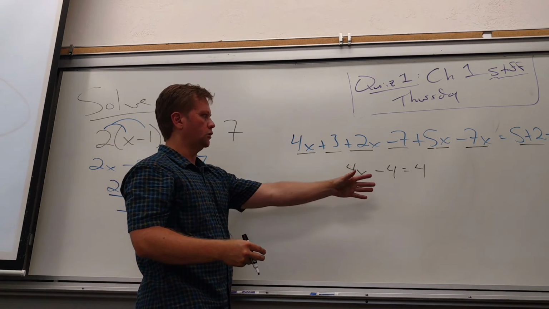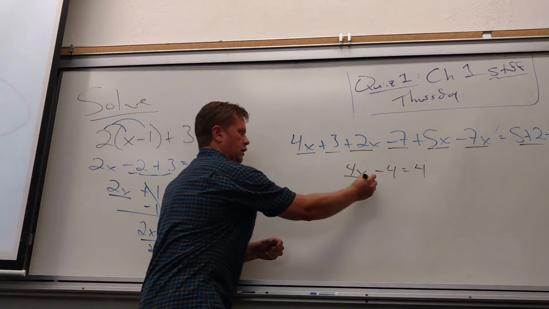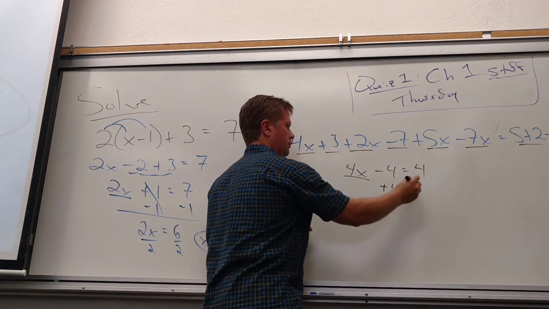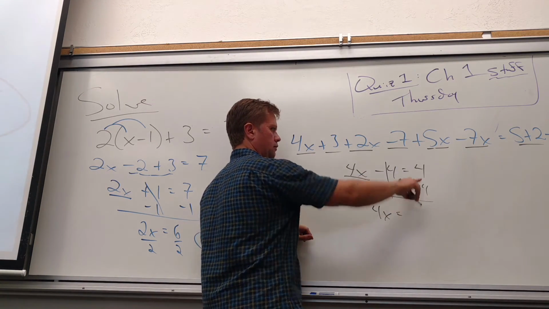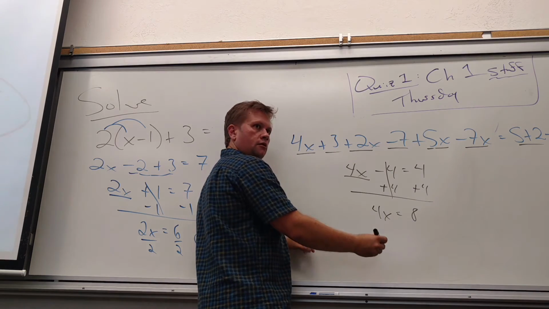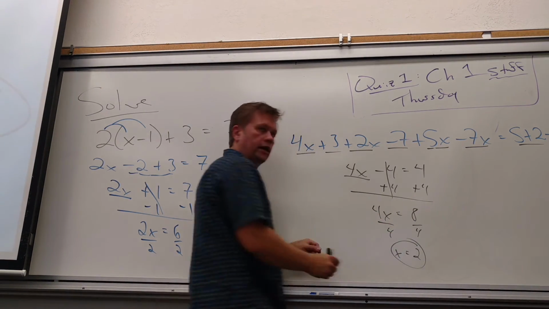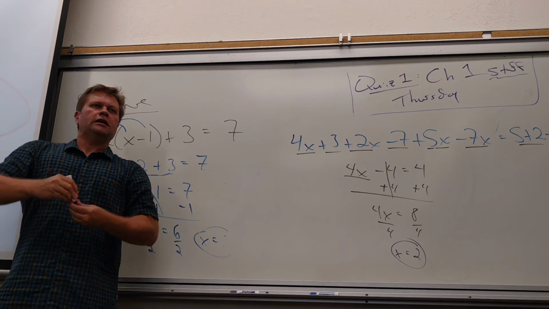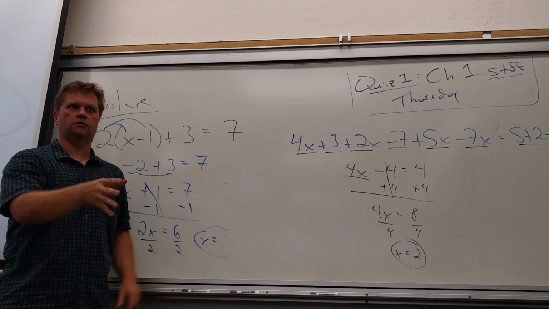Yes. What would I do next? No, add 4. Add 4. Good, because my x is here. I want to get rid of anything else with it. I'm going to add the 4. So I get 4x equals 8. Now divide by 4. X is 2. I like it. Do you understand? I kind of feel bad, and it's not wrong. It's just not as good as it could be.